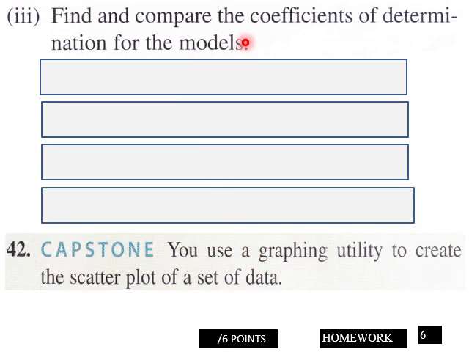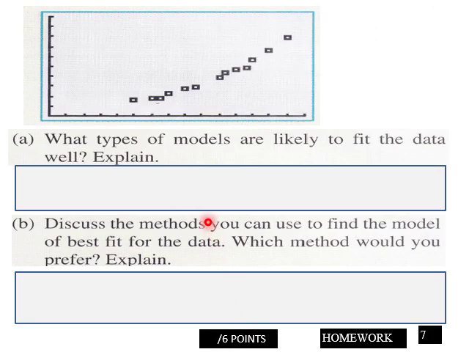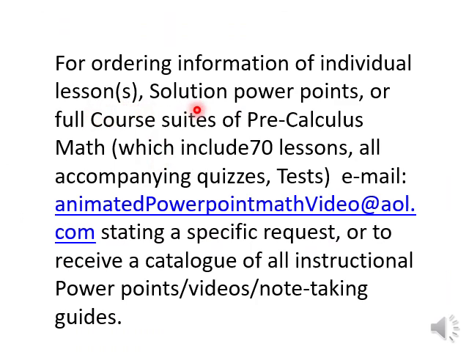Page 6, find and compare the coefficients of determination for the models. I jumped ahead, so find and compare for each of the models and state them down. And then page 6 points here for these. And then page 7, what types of models are likely to fit the data well? Explain. Then discuss the methods you can use to find a model that best fits the data. Which method would you prefer? Explain. You got 6 points here, and that is your 3.6 part 2 homework.